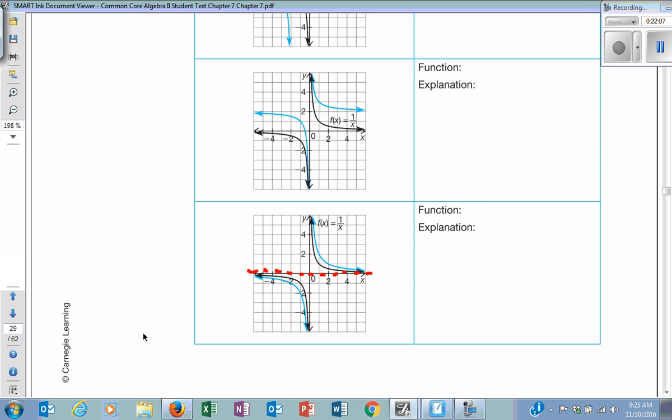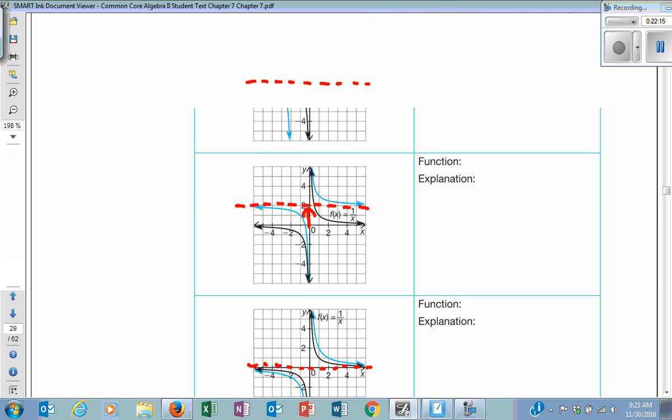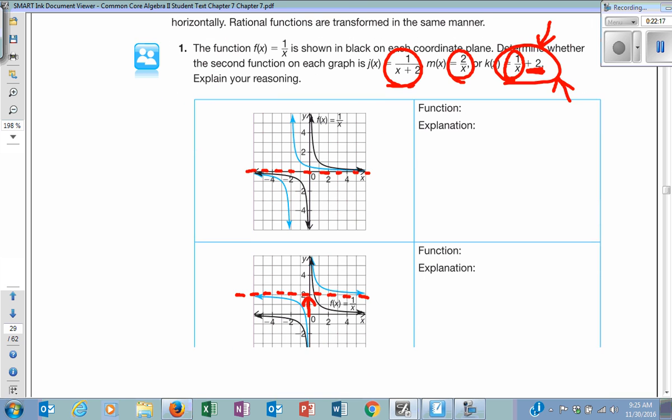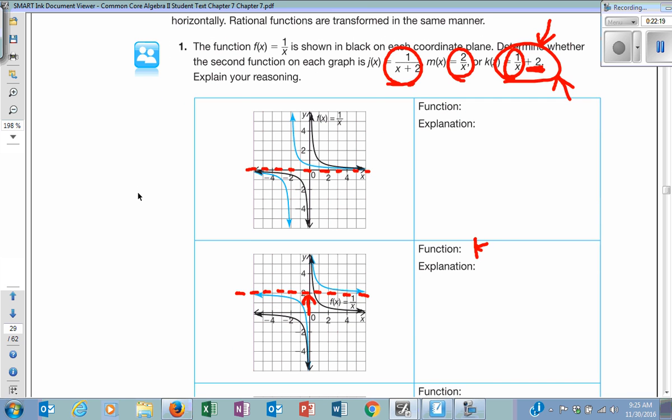But when I come to this middle one, my horizontal asymptote has been shifted up 2. The whole graph, even including the horizontal asymptote, has been shifted up 2. So as soon as I see that, I know that this is k of x. For this guy, if you remember my rules, this is the one where it's inside the parentheses, because when you have a fraction, those are parentheses there, so it's inside.